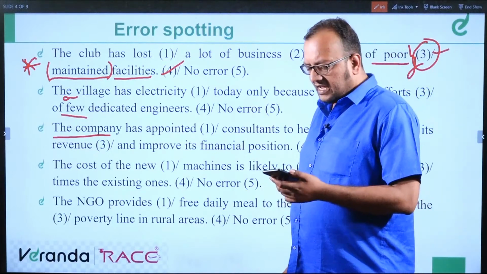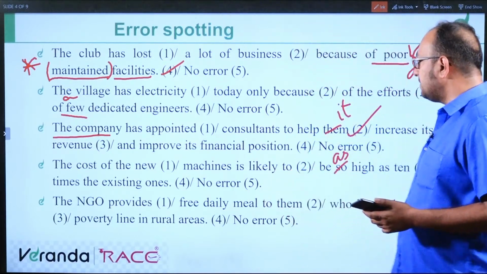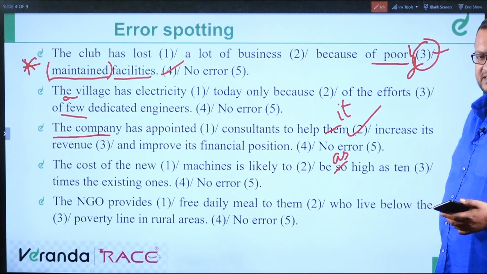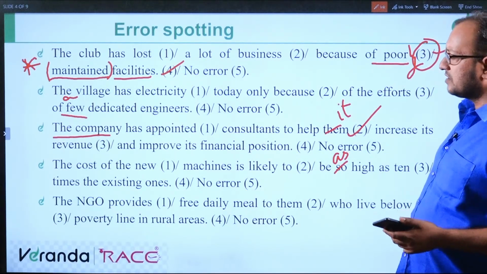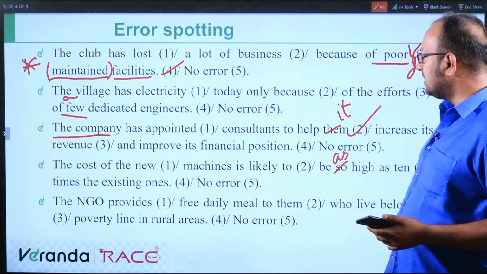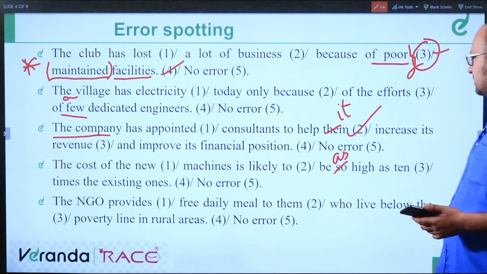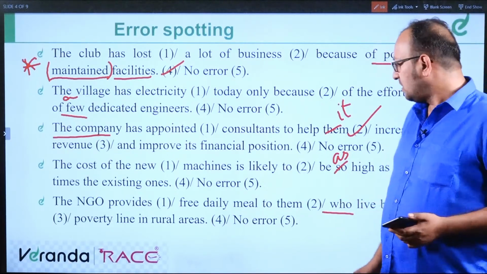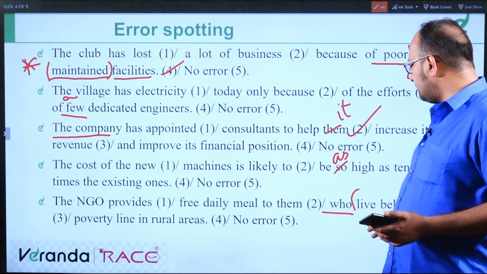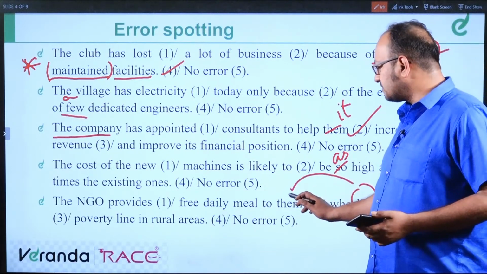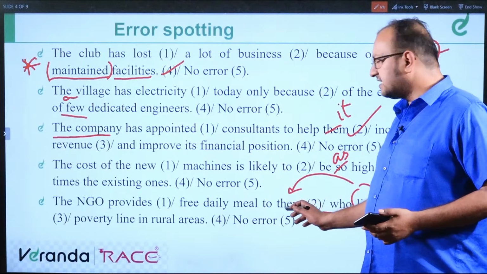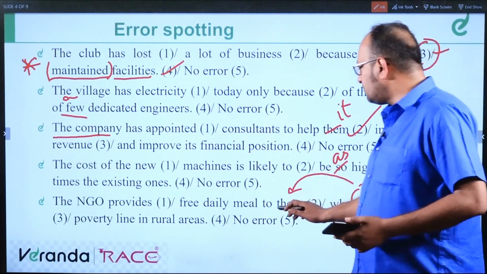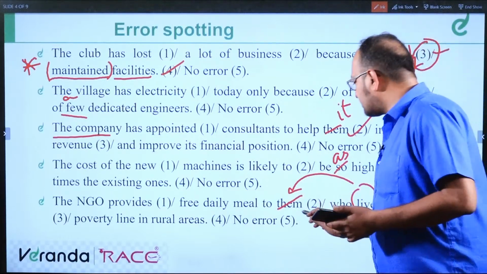Next question. The NGO provides free daily meal to them who live below the poverty line in rural areas. It's a good, interesting question. See, who is a relative pronoun, and after who the verb is decided based on the antecedent that comes here. So who has an antecedent, them, and the verb is decided according to this antecedent. So here it should be those and not them. The answer would be those.